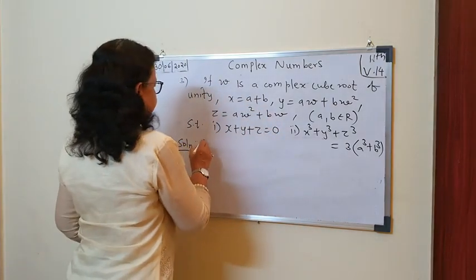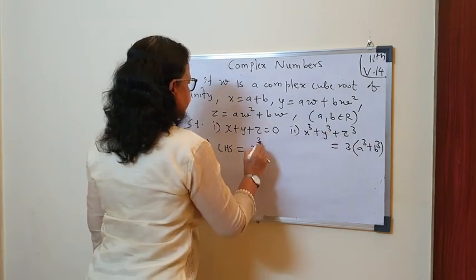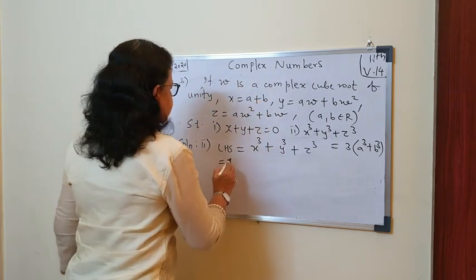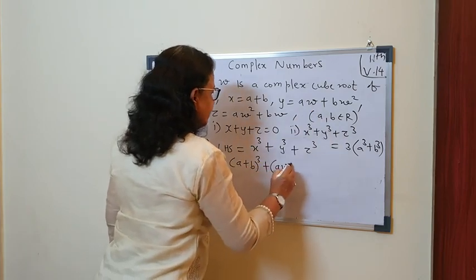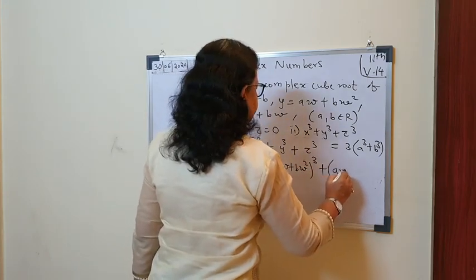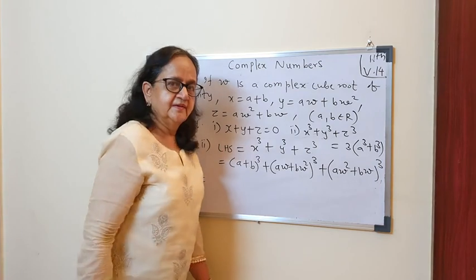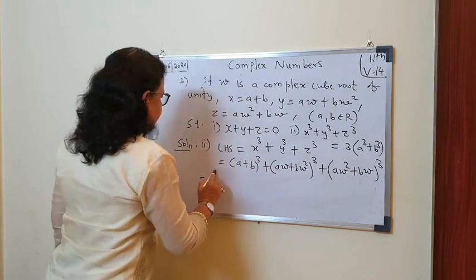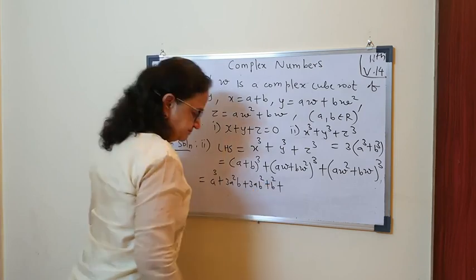So the second part. In that LHS is equal to x cube plus y cube plus z cube. X is a plus b, so (a plus b) bracket cube. Y cube, (a omega plus b omega square) bracket cube. Z cube, (a omega square plus b omega) bracket cube. You know the formula, (a plus b) bracket cube. How do you expand? A cube plus 3a square b plus 3ab square plus b cube.